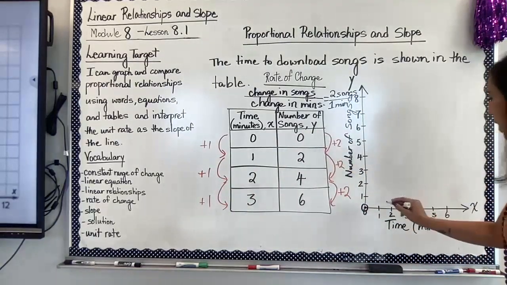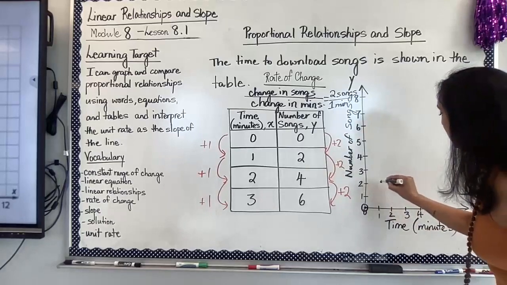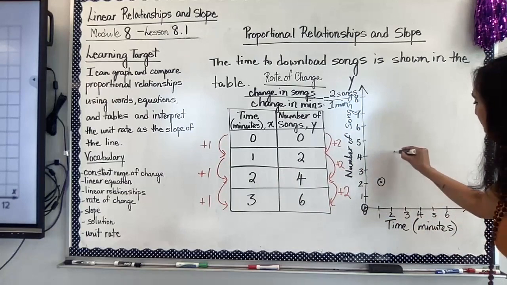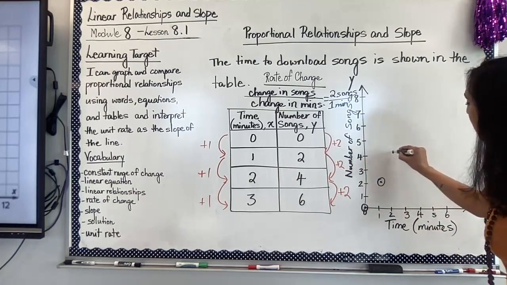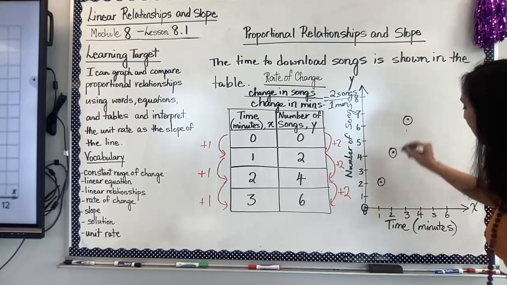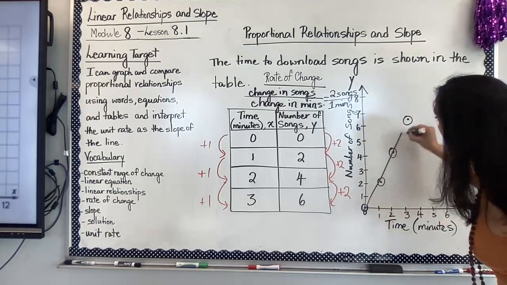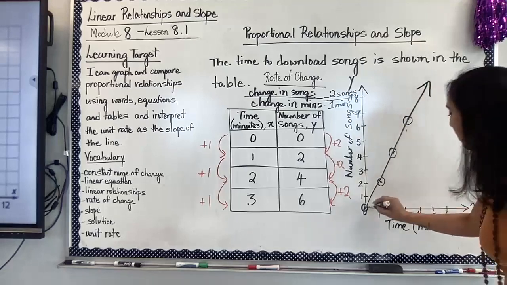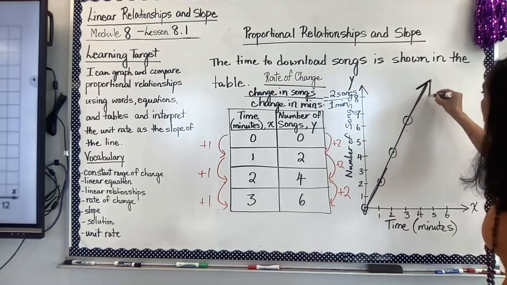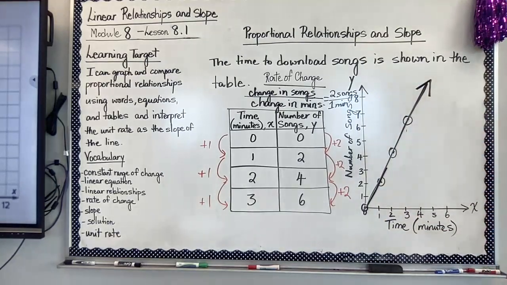And then I have 1 and 2. And then I have 2 and 4. And I have 3 and 6. Okay, and so here is my line going like this. It is proportional because it is going through the origin and it is a straight line. So it's a proportional relationship, and it's linear, as you can see over here.